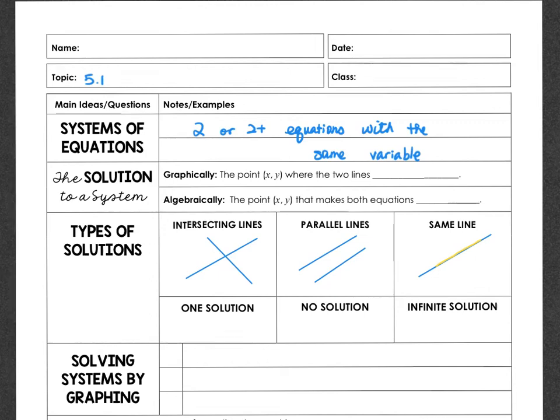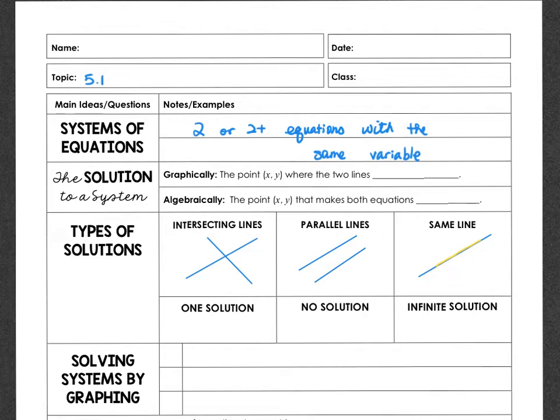Hello everyone. In this video, we're going to learn about systems of equations. First definition, a system of equations is simply a system that has two or more equations with the same variables. So if I have two equations, I should have x, y. If you have three equations, I should have x, y, and z, and so on and so forth.